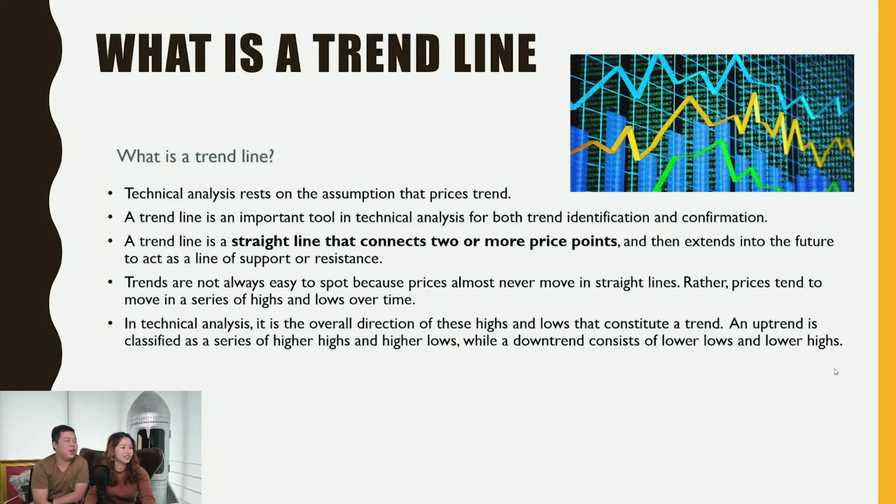Okay, so what is a trend line? Technical analysis rests on the assumption that prices trend. A trend line is an important tool in technical analysis for both trend identification and confirmation. This is a very TLDR kind of thing. Okay, and then he bolded it already. A straight line that connects two or more price points and then extends into the future to act as a line of support or resistance. Great. So if we want to draw one, we have to connect two or more.